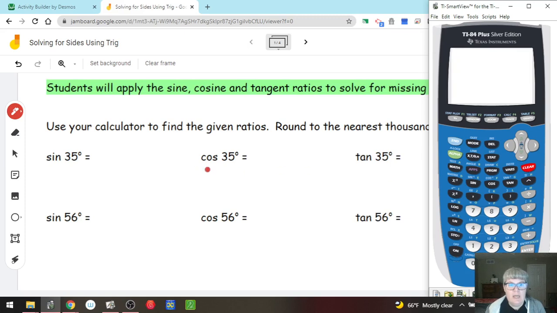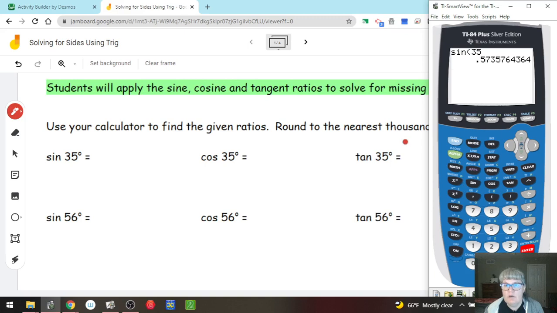To find sine, cosine, or tangent of any angle once you have your calculator in degree mode is as simple as using the sine, cosine, and tangent buttons, which are two rows above your number buttons. So if I want sine of 35 degrees, I press sine 35 and enter.